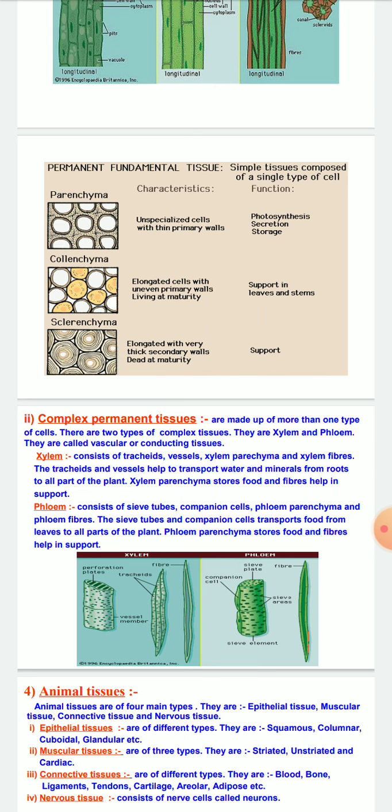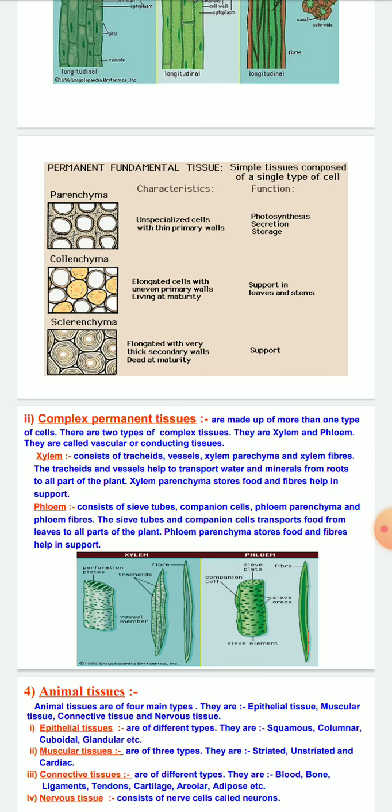Complex permanent tissues are made up of more than one type of cells, and there are two types of complex tissues, that is xylem and phloem. They are also known as vascular or conducting tissues. Xylem consists of tracheids, vessels, xylem parenchyma and xylem fibers. The tracheids and vessels help to transport water and minerals from roots to all parts of the plant, and xylem parenchyma stores food and fibers help in support.